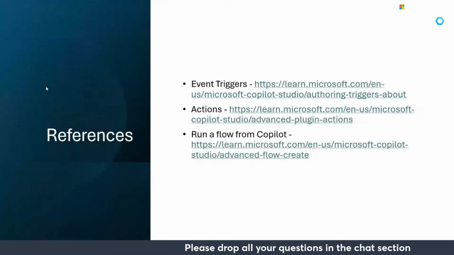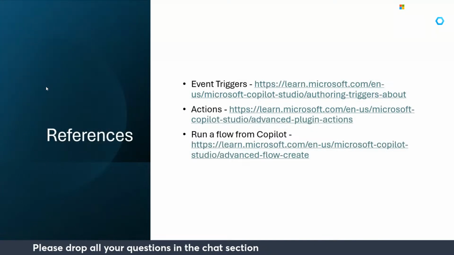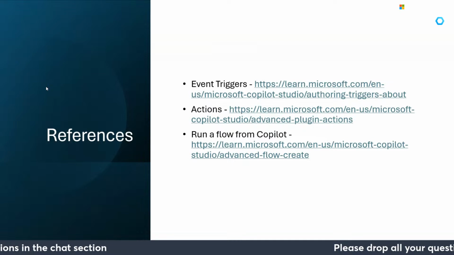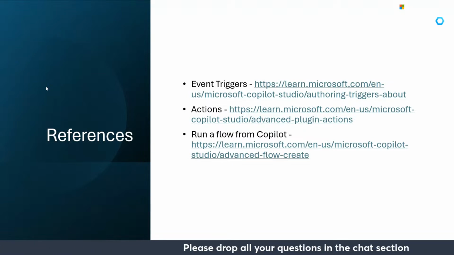And then these are some of the references. Mainly, you need to understand the triggers. That is the main differentiator between the regular Copilot agents and the autonomous Copilot agents. And then you need to understand about the actions and Run a Flow from Copilot. Thank you.